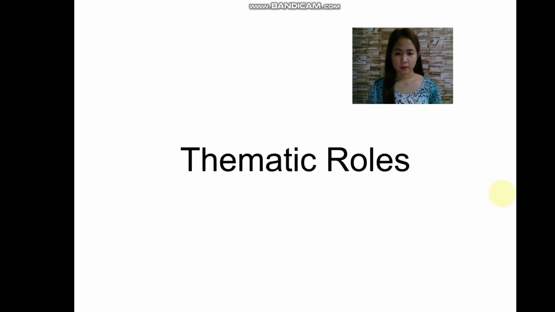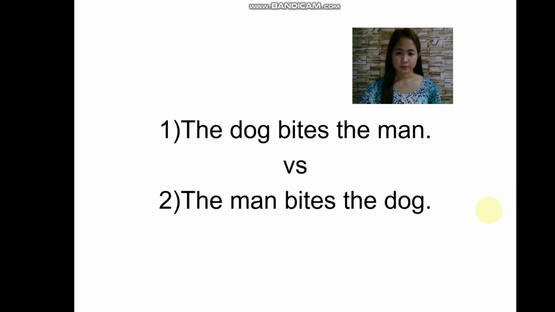In this video, I'm going to discuss thematic roles, also known as semantic roles. Please take a look at the given examples. The first sentence we have: the dog bites the man. If we try to analyze the order of the words in this sentence, we have the SVO pattern.